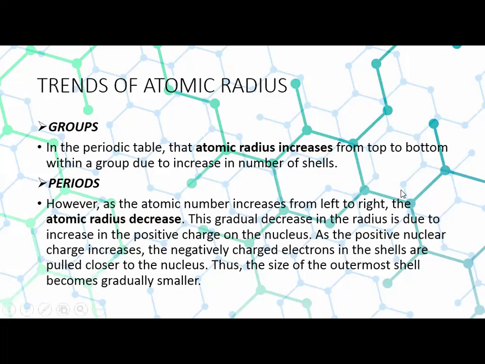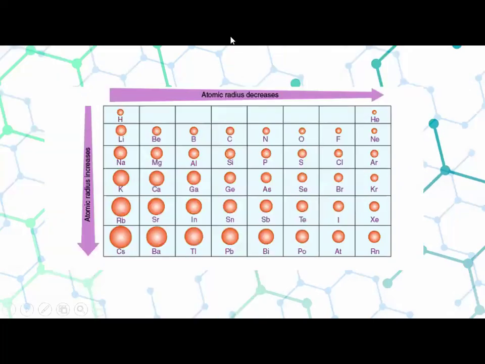Now the next property that we are going to deal with. So first of all, you can see here that atomic radius decreases in the period. This is lithium, beryllium, boron. You can see that there is a gradual decrease in the size of an atom. And why is this gradual decrease in the size of the atom observed in the period moving from left to right? Because moving from left to right, the nuclear charge increases.